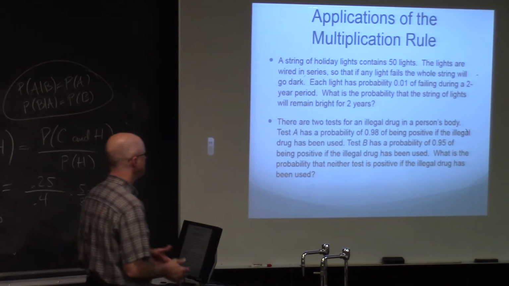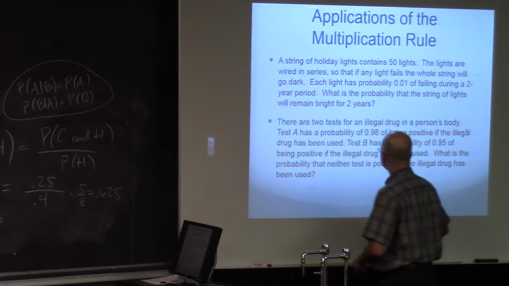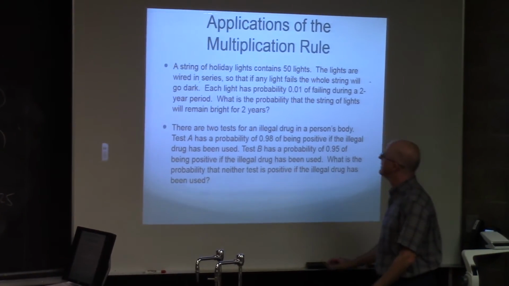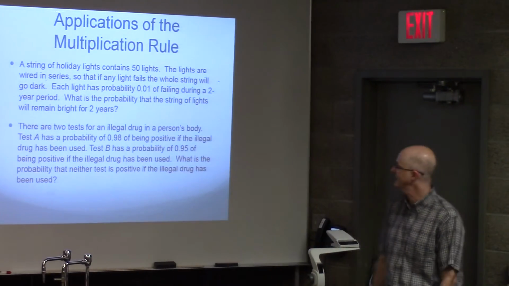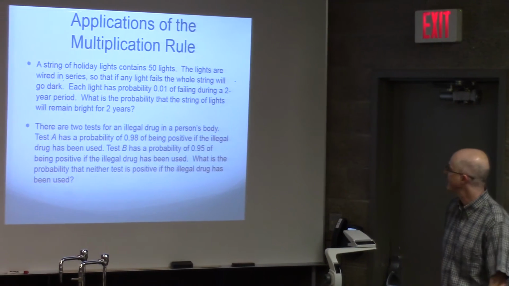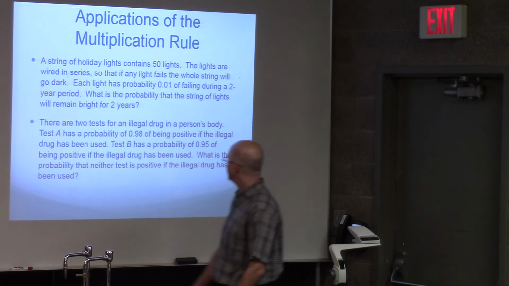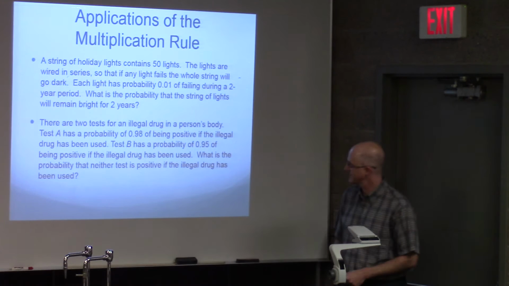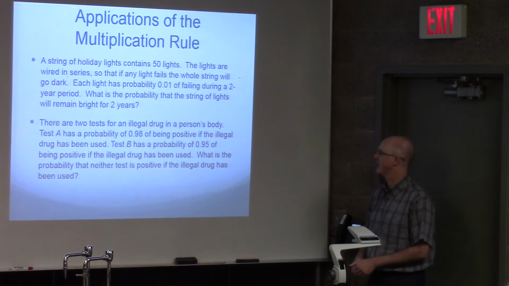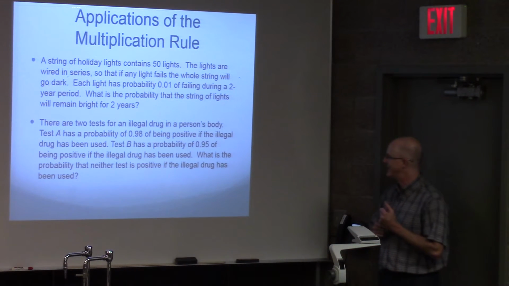There are two tests for an illegal drug in a person's body. Test A has the probability of 0.98 of being positive, meaning it says they have the drug in their body, if the illegal drug has been used. And test B has a probability of 0.95 of being accurate, giving you a positive result saying they have the illegal drug if it is known that the illegal drug has been used. What is the probability that neither test is positive if the illegal drug has been used?